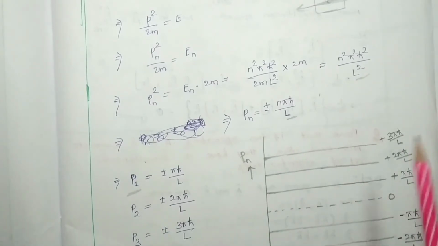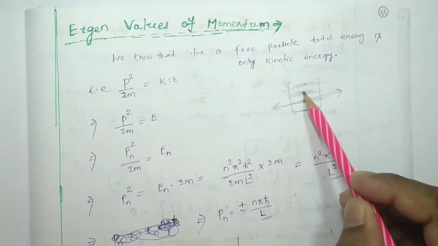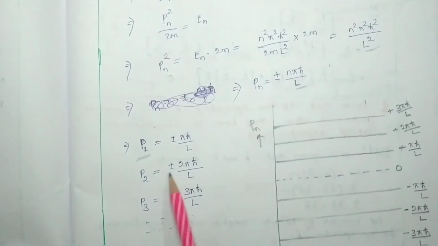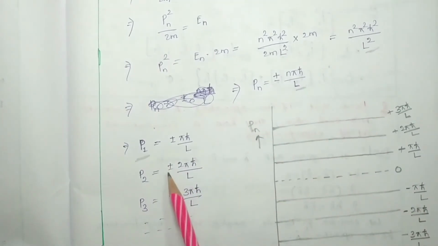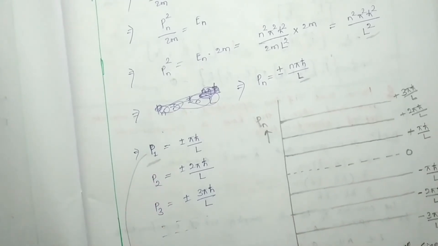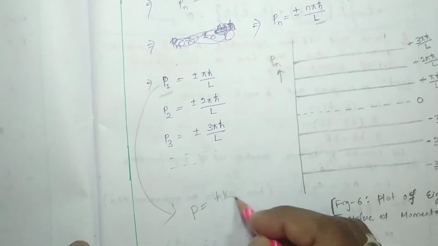And if the particle is in this state, the second excited state, and is moving towards this side, then its momentum will be plus 2 pi h cross by L, and if it is moving towards the left, then it will be minus 2 pi h cross by L. See, this one also has the dimension of h cross k. We know that in general P is nothing but h cross k, right?